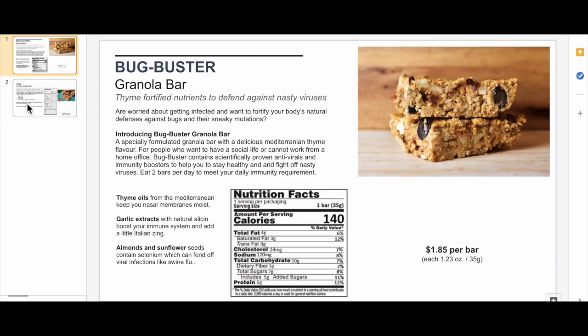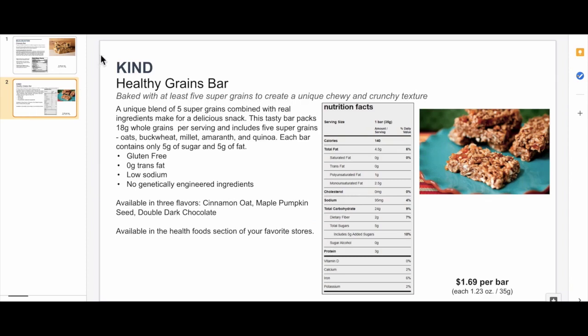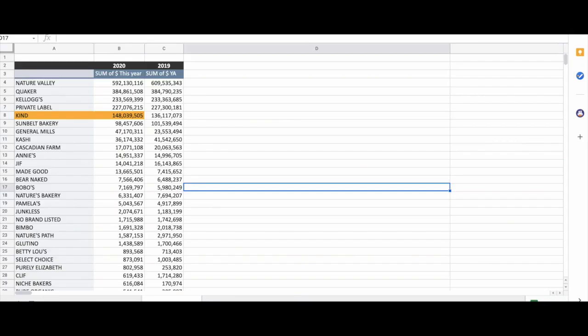You also need a competitor. I've used a bar which is very frequent in the United States, the Kind bar, a grains bar, exactly in the same format. And you also need market data, recent ones. I've already collected it here into sums, and we can see that Kind is currently number 3 in the market with a certain market share.